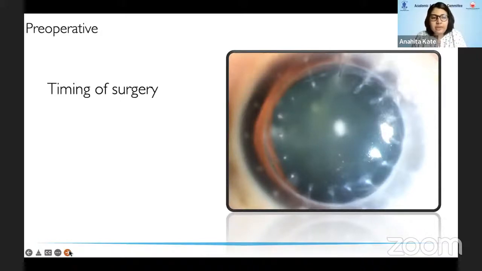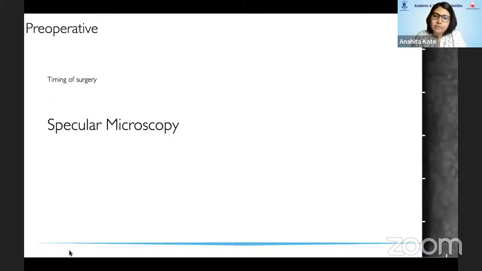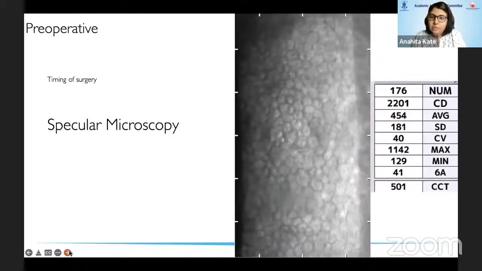This brings me to my next pearl, which is performing a preoperative specular microscopy. This will give us an idea as to what the outcome of the graft will be after the surgery, and we can counsel the patient accordingly. This is a specular in a post-PK eye, and here we can see that the counts are fairly good. But if the counts are borderline or low, then the patient will have to be explained that he or she may require an endothelial keratoplasty in the future.